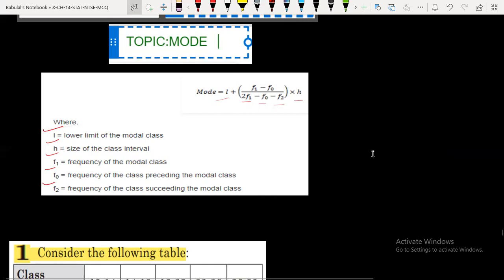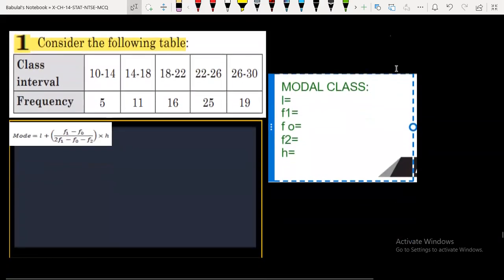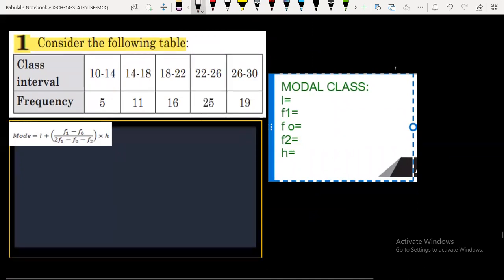So now we come to our questions and we shall understand in a proper way. Question number first is: find out the mode of the given data. Consider the following table. Class interval is 0 to 14, 5, 11, 16. These are the frequencies. And the question is, find the mode.